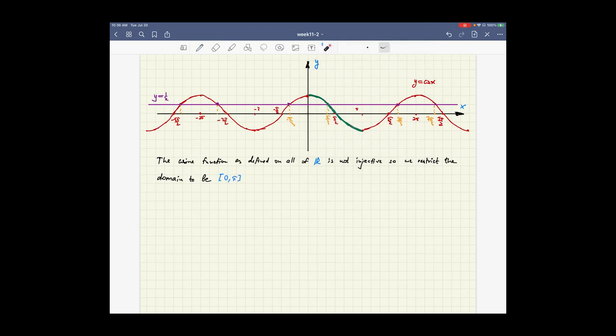Note that the function on the set 0, pi takes all of its values from -1 up to +1 and is injective. It's monotone decreasing. So viewing the codomain, of course, as the set -1, 1, our function cosine becomes bijective, and therefore it has an inverse, a well-defined inverse.